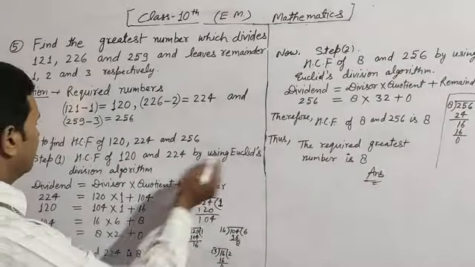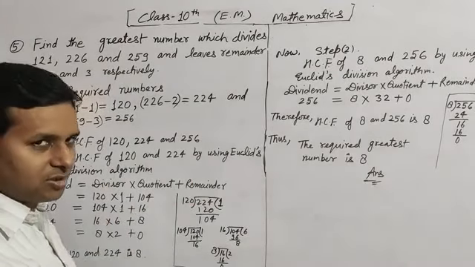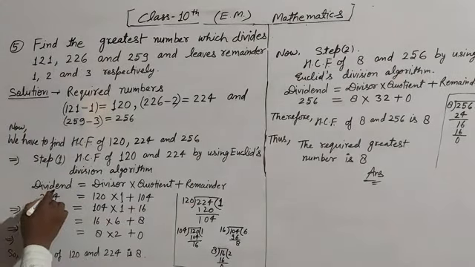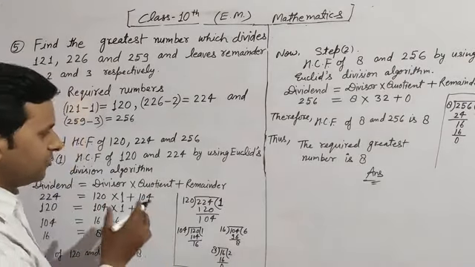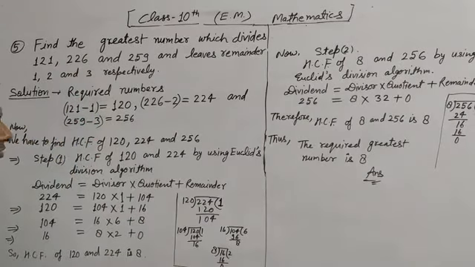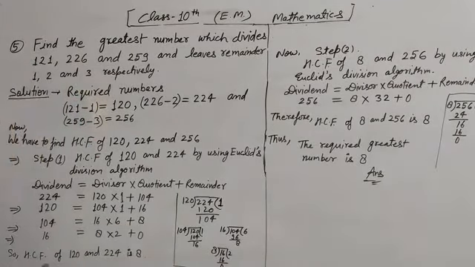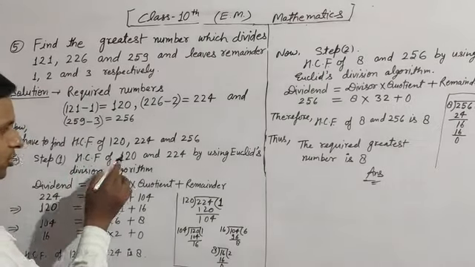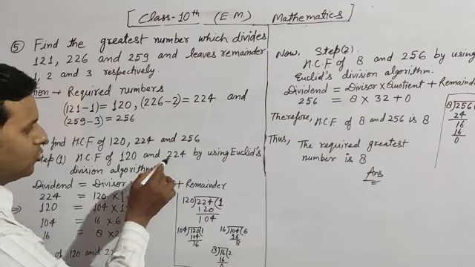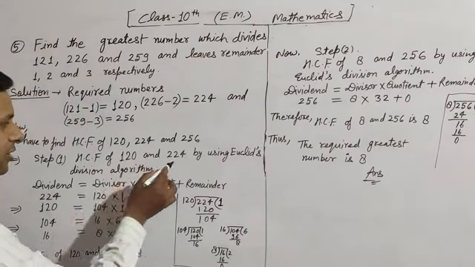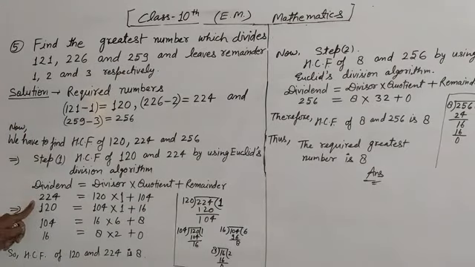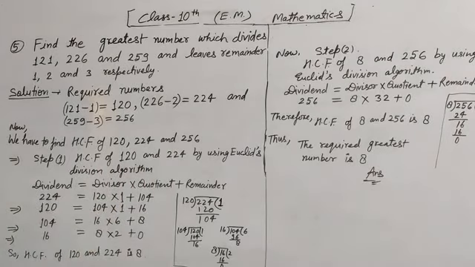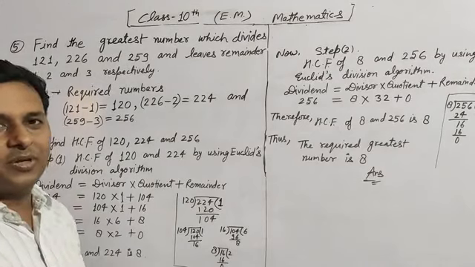So now by using Euclid's division algorithm, as we already used in this exercise, dividend is equal to divisor into quotient plus remainder. This is the formula given by Euclid in his method. Now, we have taken 2 numbers, 120 and 224. 224 is greater than 120. So, we always select the greater number as dividend. Okay? So, dividend here is 224 and divisor is 120, because always the smaller number is taken as divisor.